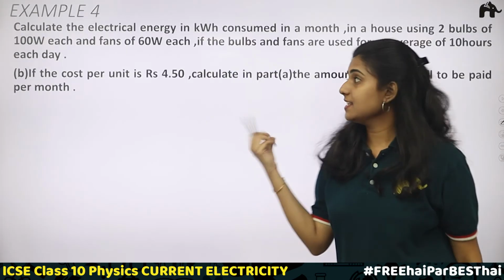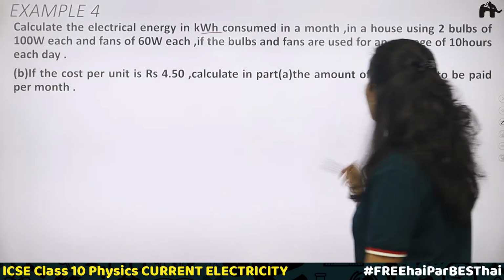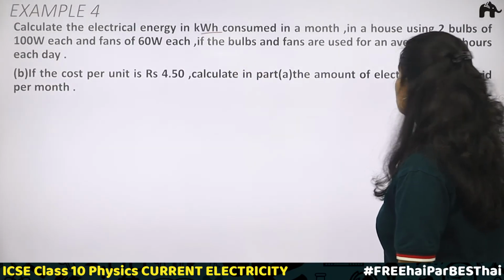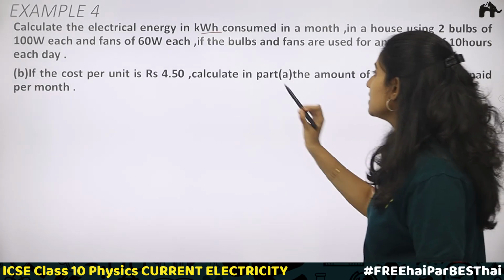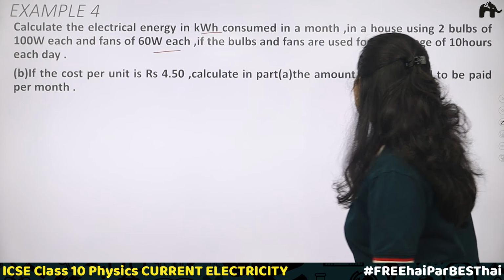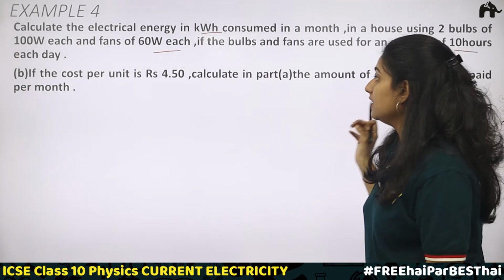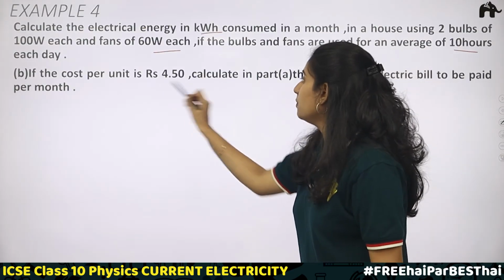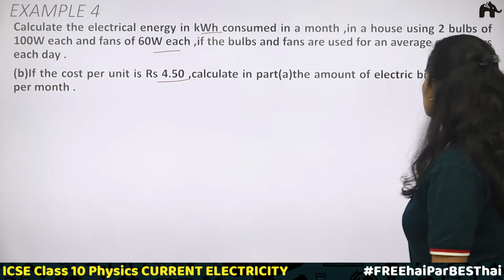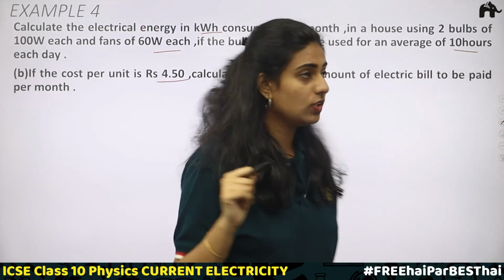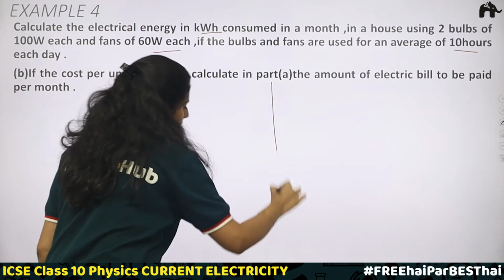Understood? Example 4. Calculate the electrical energy in kilowatt hour consumed in a month in a house using 2 bulbs of 100 watt each and fans of 60 watt each, if the bulbs and fans are used for an average of 10 hours each day. Second part: if the cost per unit is rupees 4.50, calculate the amount of electric bill to be paid per month. First we have to calculate the total electrical energy consumed for a month.